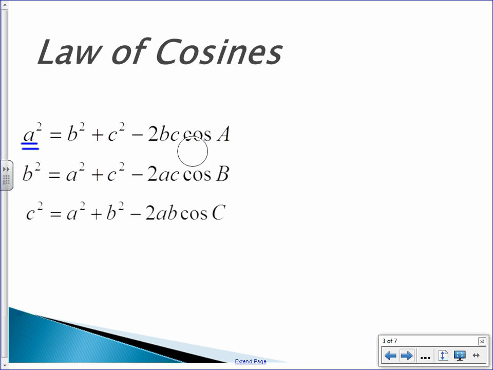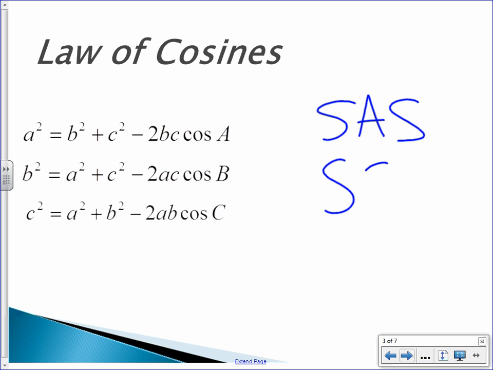Does anybody remember when we use the law of cosines? Side angle side would be one of them. One more case. That's the ambiguous case. Yes, say somebody whispered it over here. Side, side, side. These are the two times we get to use the law of cosines.